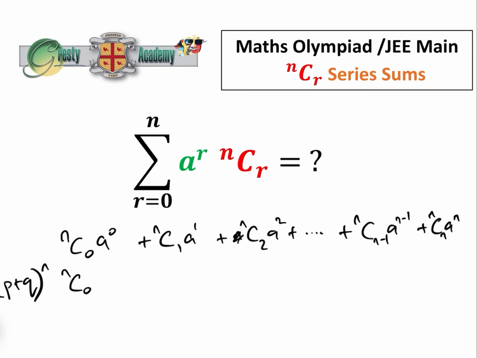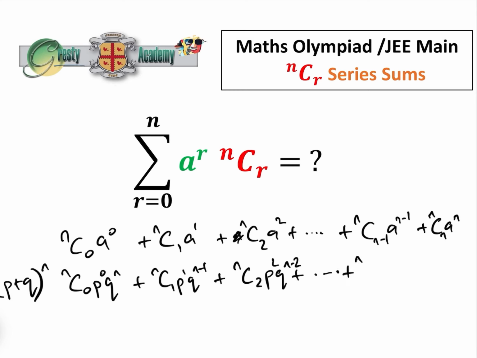And that is nC0 p to the 0 q to the n, add nC1 p to the 1 q to the n minus 1, add nC2 p squared q to the n minus 2, add nC(n minus 1) p to the n minus 1 q to the 1, add nCn p to the n q to the 0. Okay, now if we look at these two here, they are almost the same.